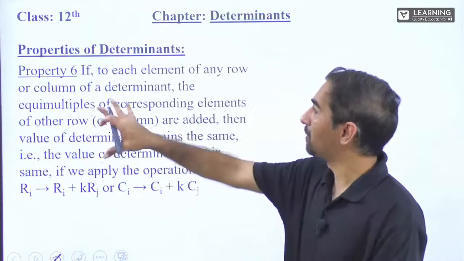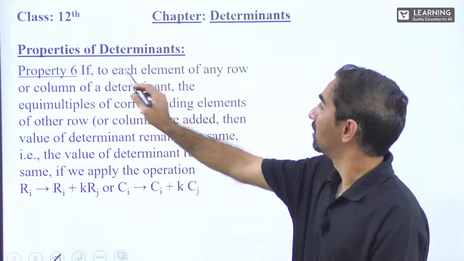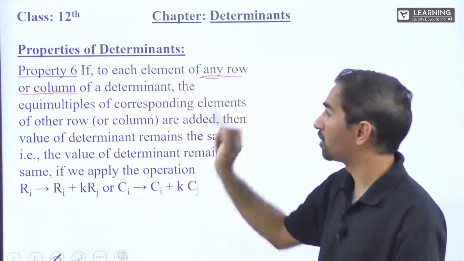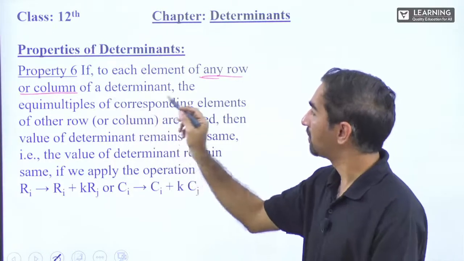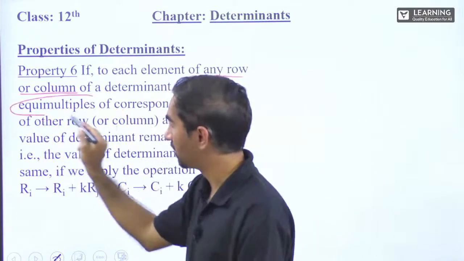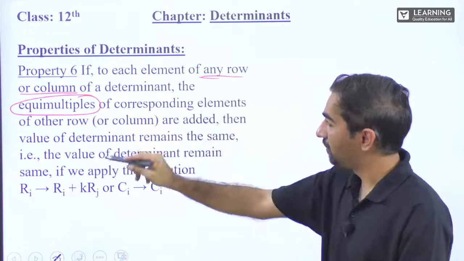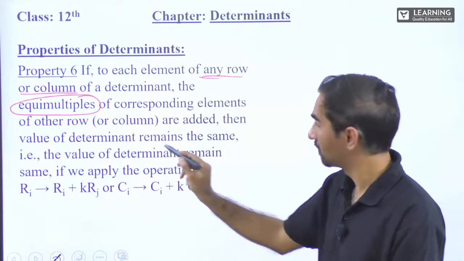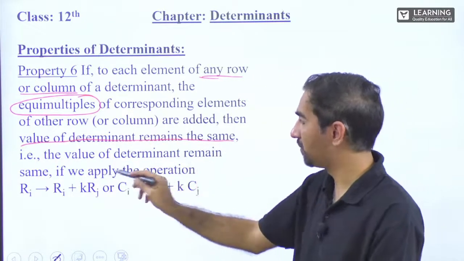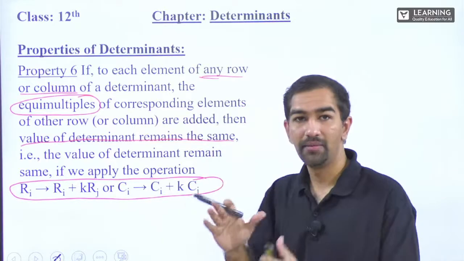So again, properties of determinant, property number 6. We will prove this property also with an example. Alright. So if to each element of any row or column of a determinant, the equimultiples of corresponding elements of other row or column are added, then the value of the determinant remains the same. Make a note of that. So once we apply operations like this, the value of the determinant remains same.